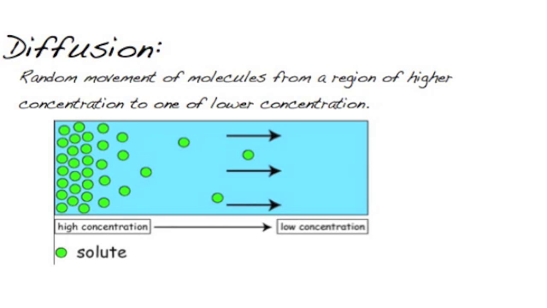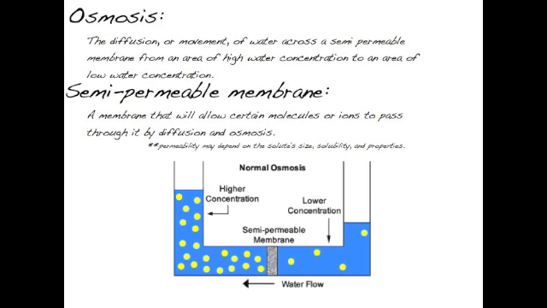We should start this experiment by defining some terms that we have learned. The first is diffusion. Diffusion is known as the random movement of molecules, in this case water molecules, from a region of higher concentration to one of a lower concentration. The next term is osmosis, which is the purpose of this experiment. Osmosis is the diffusion or movement of water across a semi-permeable membrane from an area of high water concentration to an area of low water concentration.